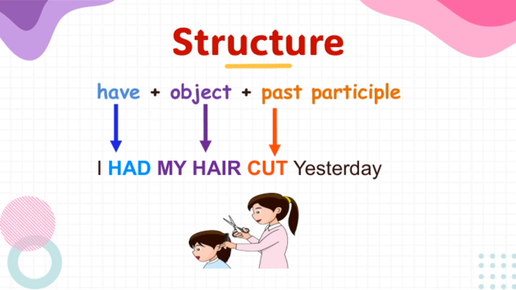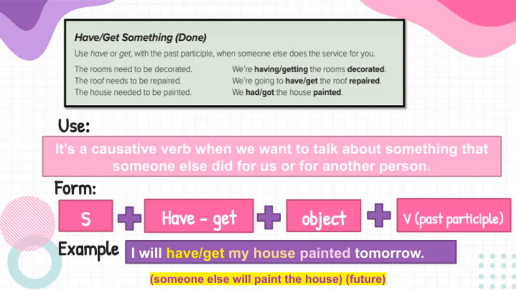So on this slide, we're looking at how to talk about future plans when someone else is going to do something for us. The key phrase here is someone else will paint the house, which is expressed using the structure have or get plus the object, then the verb in past participle form. For example, I can say, I will have my house painted tomorrow, or I will get my house painted tomorrow.